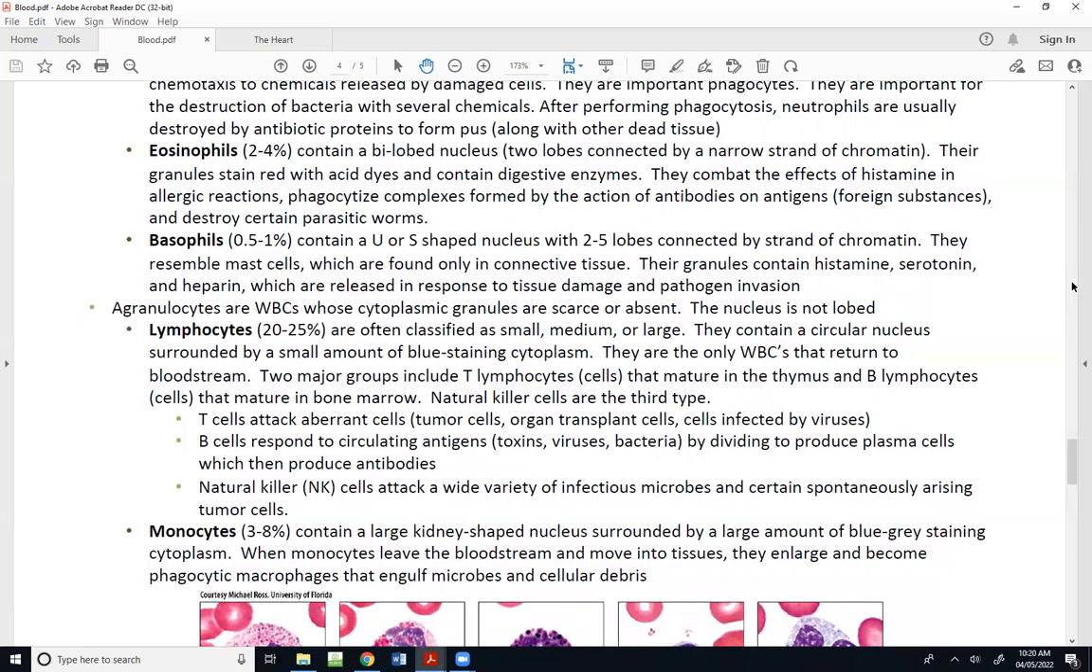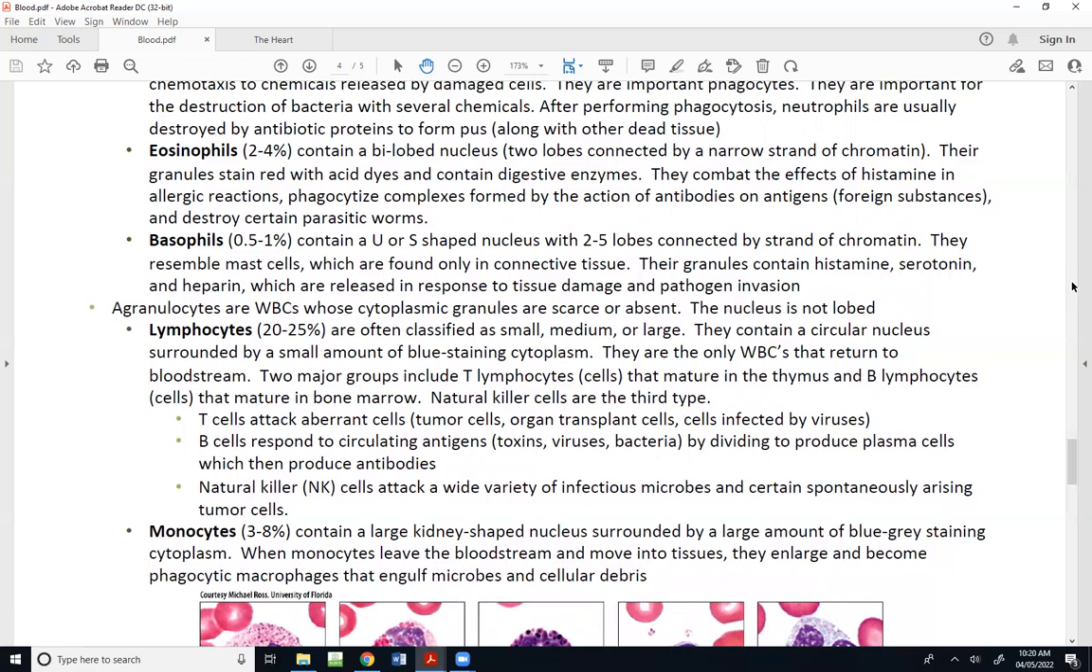Basophils are kind of annoying, and that's going to sound weird because they help protect us, but sometimes they get a little overzealous in the release of histamine, serotonin, and heparin, especially the histamine that they release.